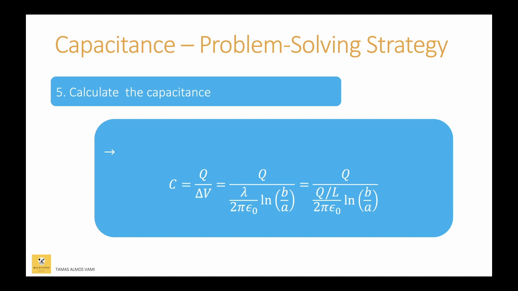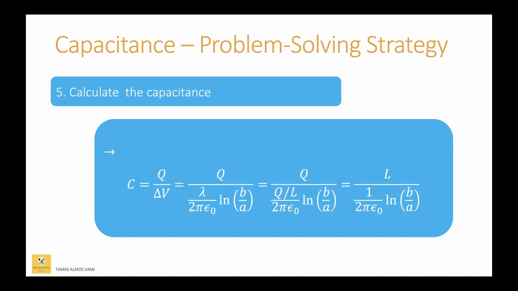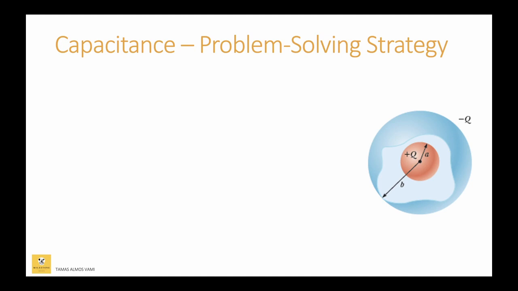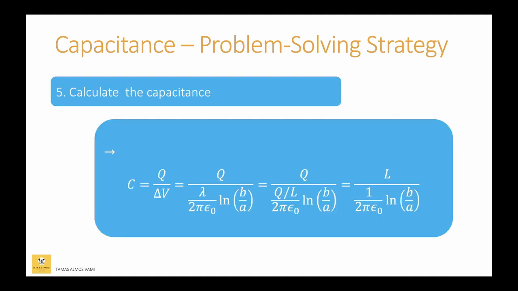We know that lambda is the one-dimensional charge density, so that's going to be Q over L, because that's the dimension in which we are given something. So these Q's cancel each other. The L goes to the numerator, and in the denominator we still have 2 pi epsilon 0 times the natural logarithm of the ratio of B and A. That's the answer, the final answer to this question about the capacitance.